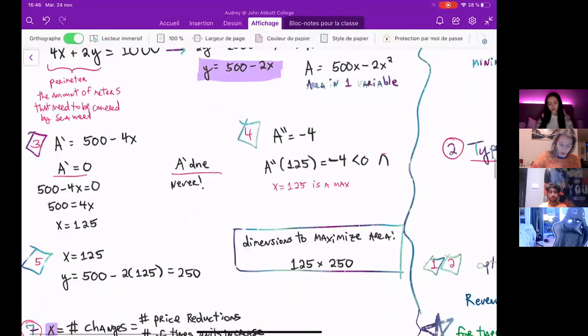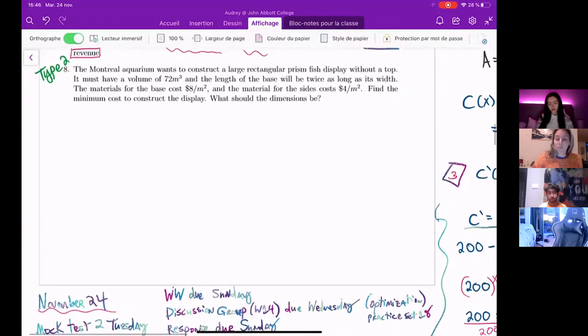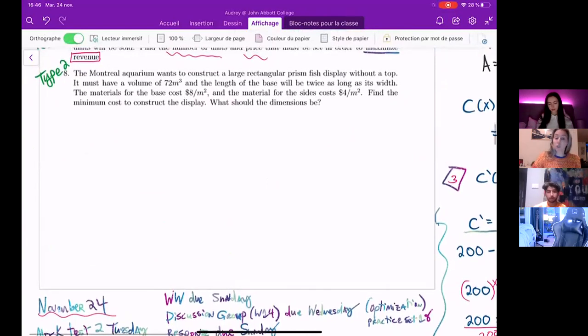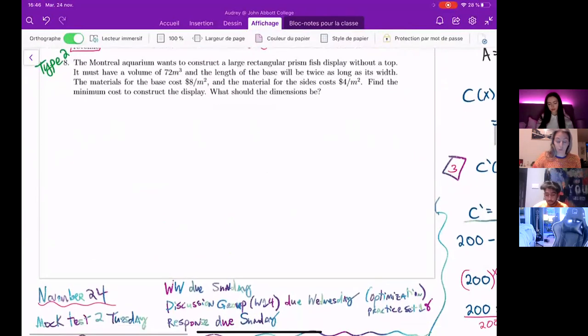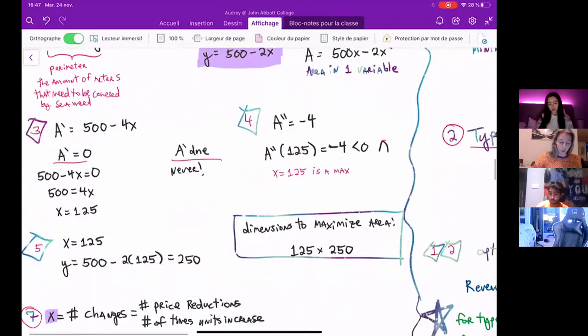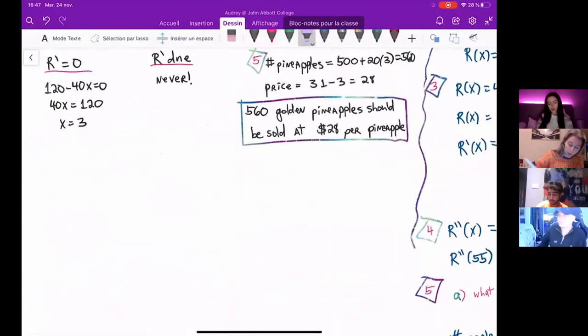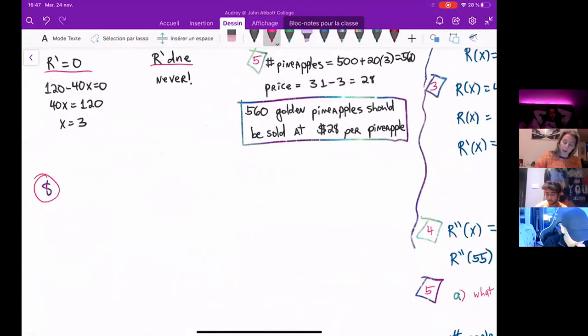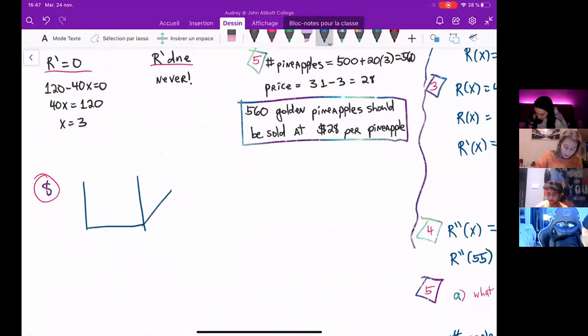Hang on, am I gonna have space to do it right here? No. Okay, so this is a type 2 question, and we know that with type 2 questions, it's usually really useful to draw a picture of what's going on. So here we have a Montreal aquarium that wants to construct a large rectangular prism fish display without a top. So we're constructing a box here. We're doing question 8, so we're just gonna start off by drawing this thing because it makes it easy to imagine. So we have this fish display that's this rectangular prism.